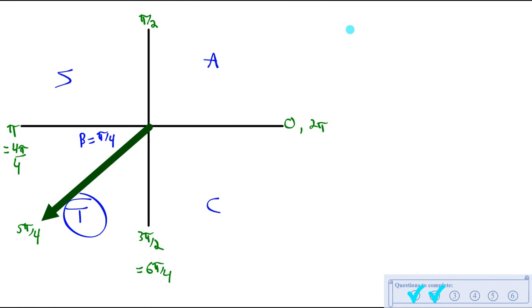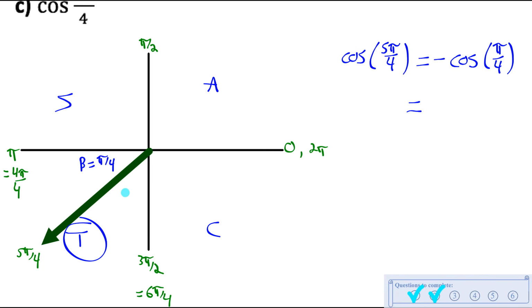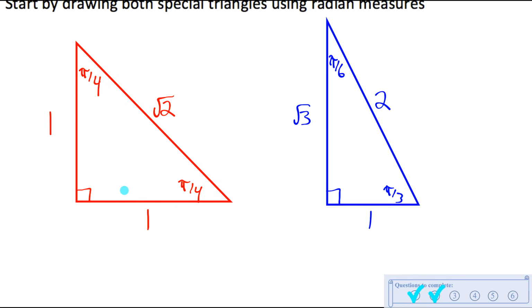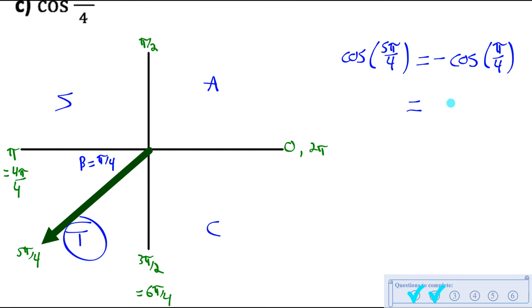So when I find cosine of 5 pi over 4, I can use cosine of its reference angle, cosine of pi over 4, but I'm going to have to make it negative because I'm in a quadrant where cosine is negative. And cosine of pi over 4, if we look back to your special triangle, cosine from a pi over 4 reference angle would equal adjacent over hypotenuse, 1 over root 2. So negative cos pi over 4 would be negative 1 over root 2.